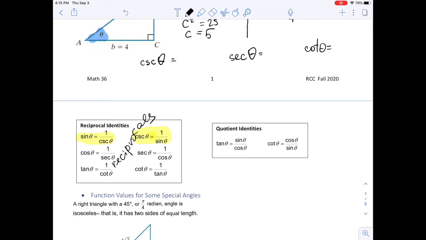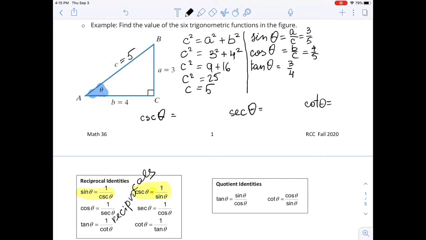So we can easily find cosecant theta as a reciprocal of sine theta. So sine theta is 3 over 5. So the reciprocal is 5 over 3. Secant theta is a reciprocal of cosine theta. If cosine theta is 4 over 5, then the reciprocal is 5 over 4. And cotangent theta is the reciprocal of tangent theta. Since tangent theta is 3 over 4, then the reciprocal is 4 over 3.